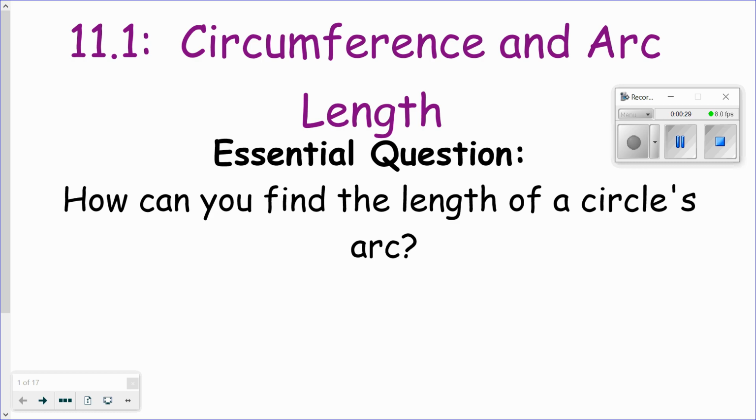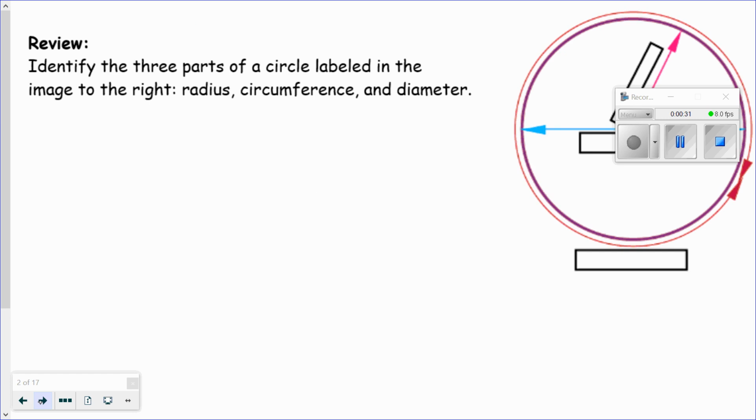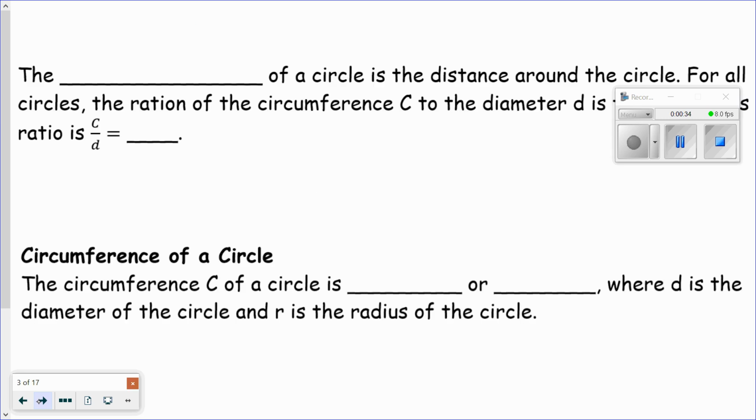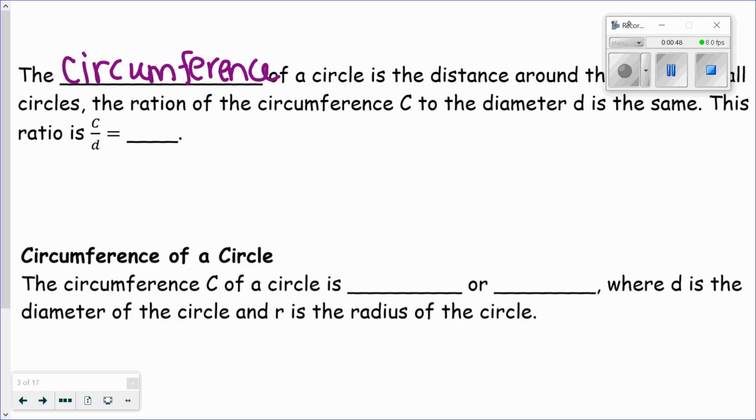So circumference is the distance around a circle. The circumference of a circle is the distance around the circle. For all circles, the ratio, it's not rotation, ratio, of the circumference C to the diameter D is the same. This ratio is C over D equals pi.